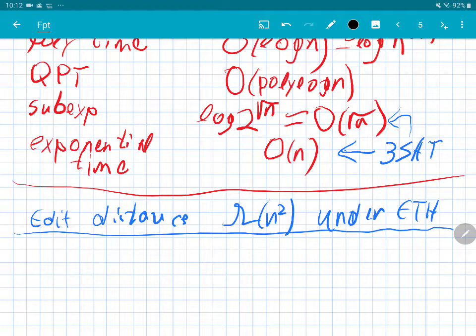And the reason why we can derive such results, those conditional lower bounds that we could not have done before, is because this conjecture is so specific. It really tells you this is the running time, and you can really not do better than that, which is very, very nice.